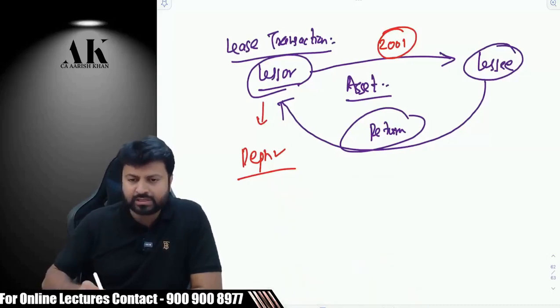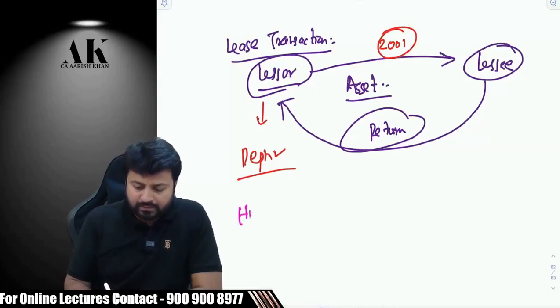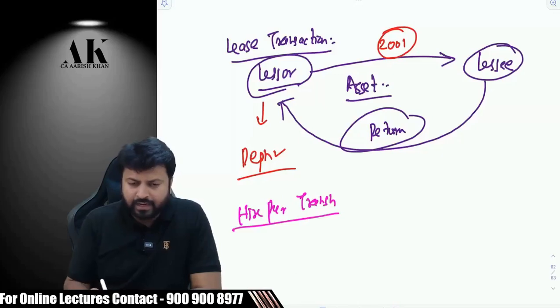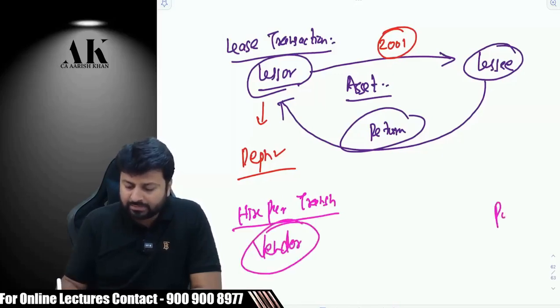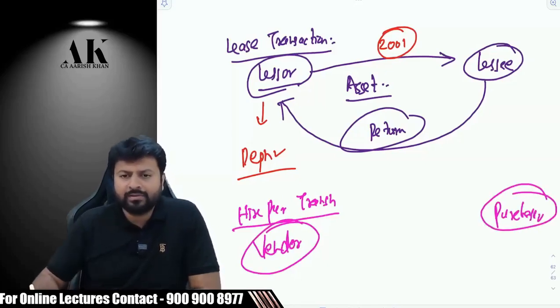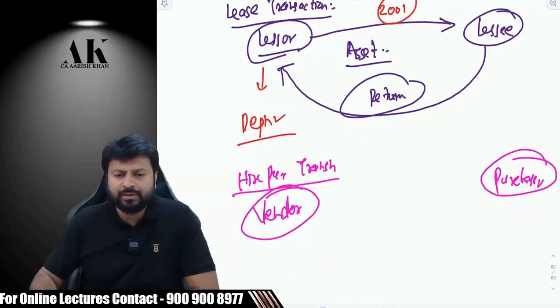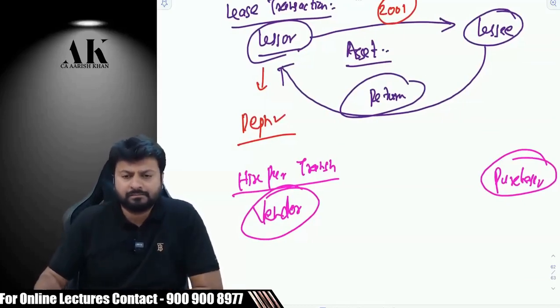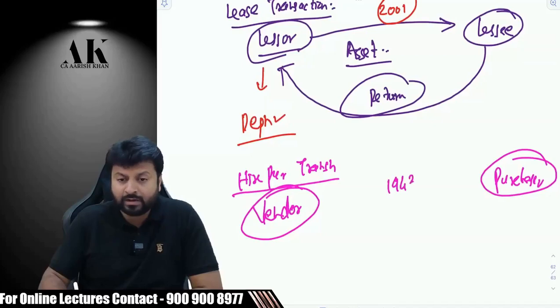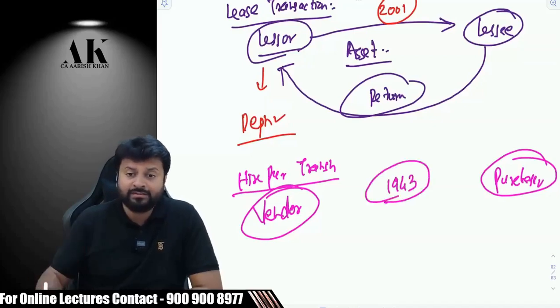Now, let me ask you another question. There is a hire purchase transaction. Okay. In hire purchase, there are two parties. One is called the vendor, another is called the purchaser, right? So in this case, who is going to claim depreciation? What do you feel? Who is eligible to claim depreciation in this case? Purchaser. There is a CBDT circular which came long back, around 80 years back, in 1943. Yeah?